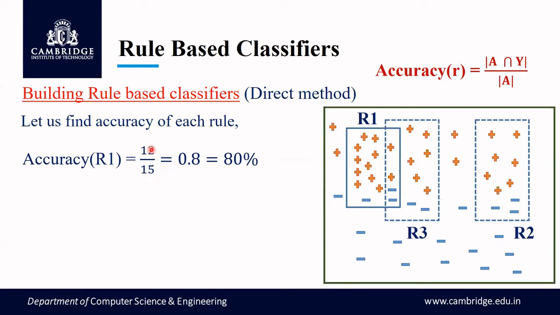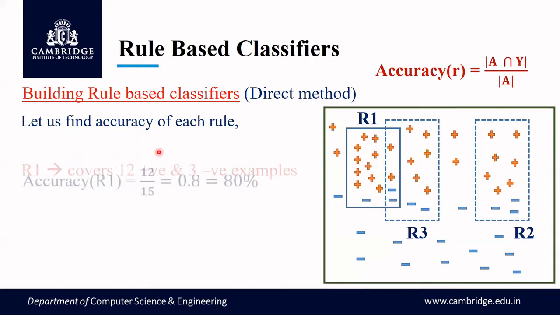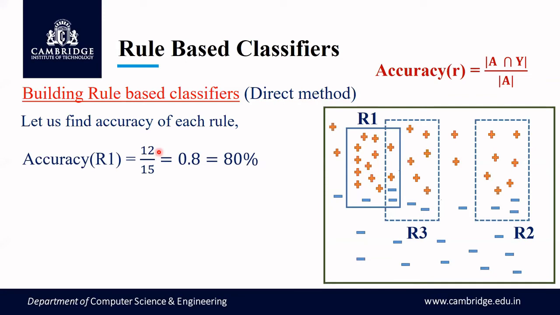This 12 is nothing but, according to this rule, it covers 12 positive examples, which means there are 12 records which match both the antecedent part as well as the class label. And how many are there in total covered by rule 1, which is nothing but the antecedent part covered by rule 1? So that is a total of 15 records. Therefore, accuracy value is 12 by 15.